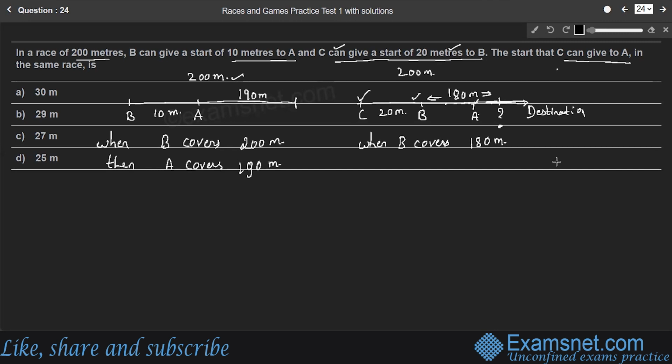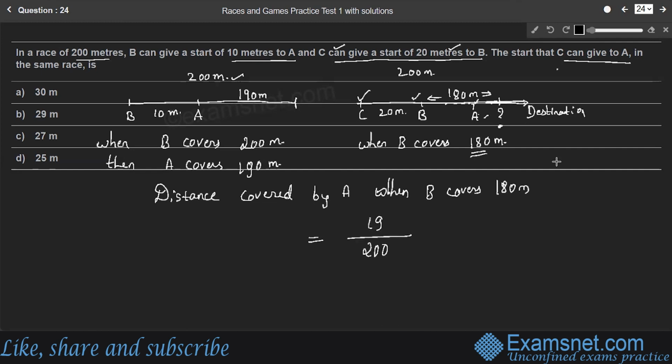Therefore, here first we need to find when B covers 200 meters, A covers 190 meter. So what is the distance covered by A when B covers 180 meter? Therefore, distance covered by A when B covers 180 meter is equal to... So when B covers 200 meters, A covers 190 meters, which is in the first case.